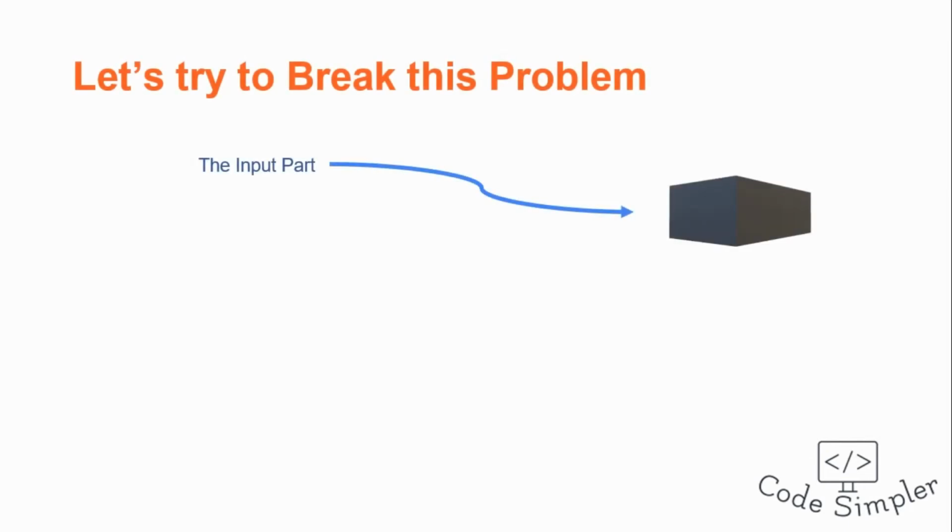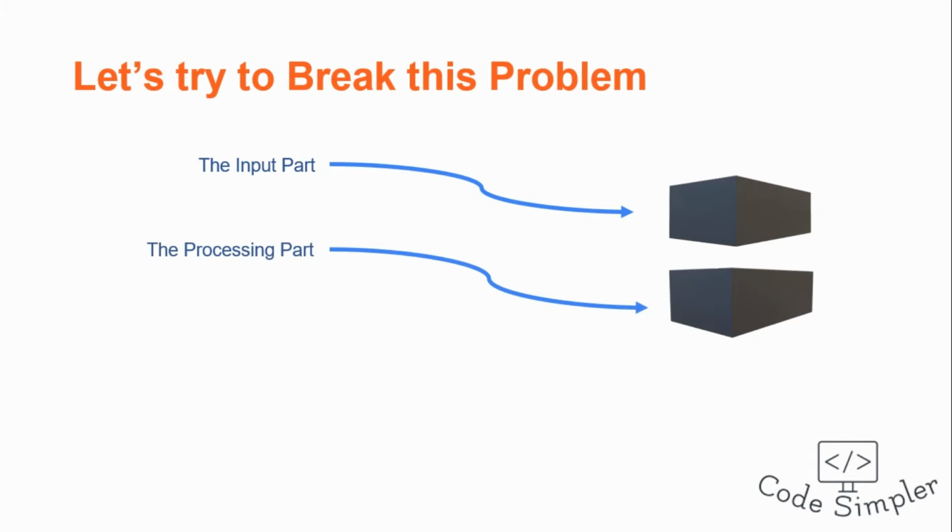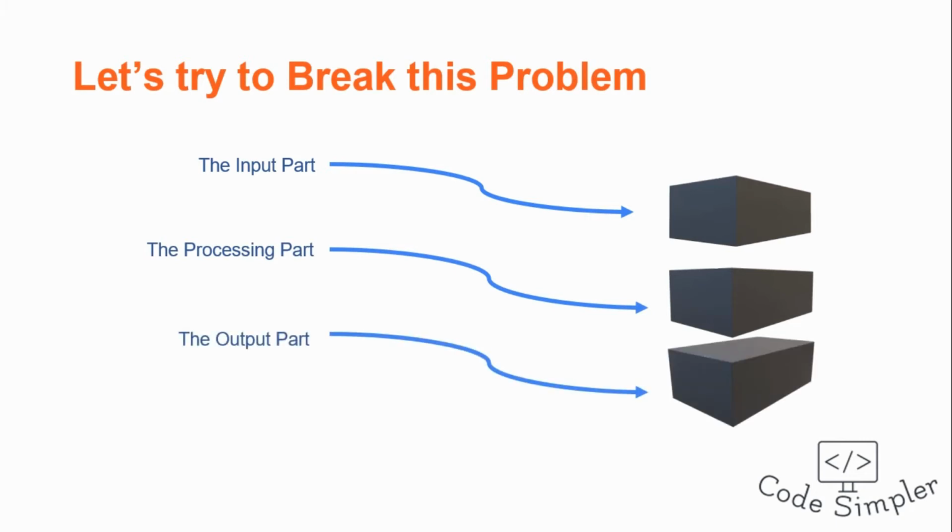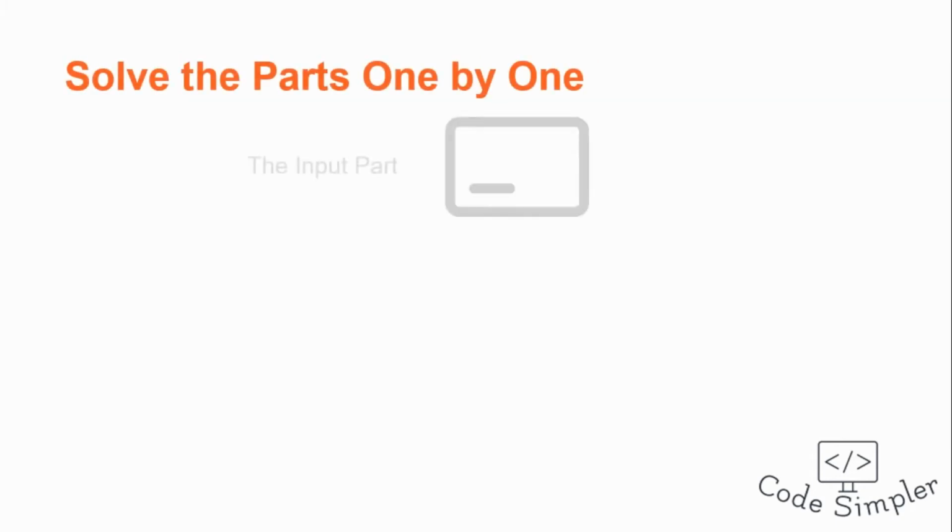The first part is the input part, in which we have to give the input to the black box. The second part is the processing part. It will be actually our coding part. And the third part is the output part, displaying the output of the code. Solving these parts one by one.